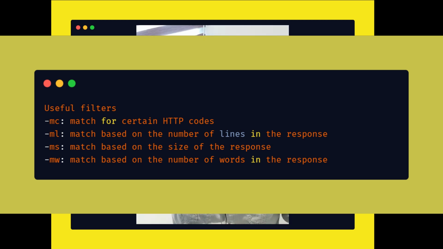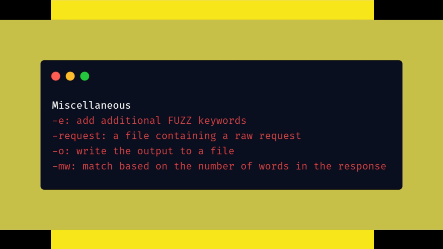And there are some different miscellaneous options that we have added: -e is used to add some additional payloads for ffuf, which is specified by the FUZZ keyword. And then -request is used for a file containing a raw request, and -o is used to write output for that ffuf result, and -mw is used to match based on the number of words in the response. And those are the things I want to specify for ffuf, and I hope you understand.